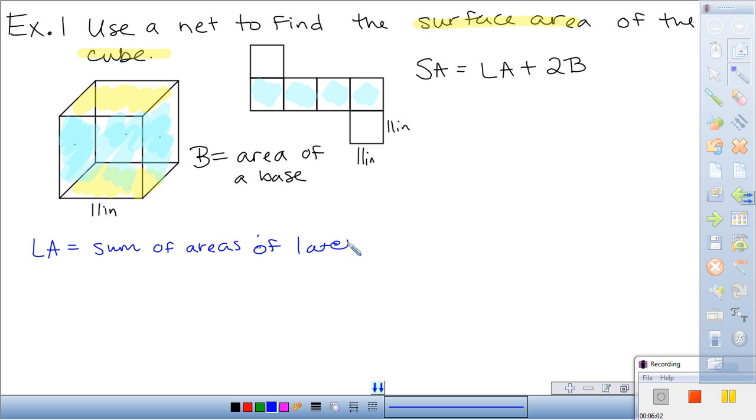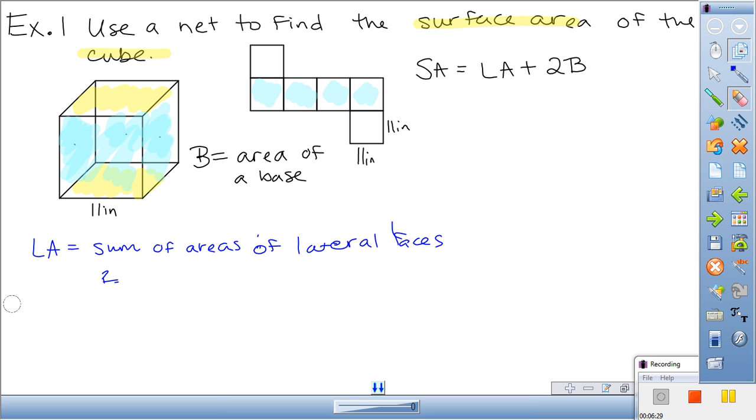And all of our faces are squares. So hopefully you remember that the area of a square is side squared. Okay, so I know my side is 11 inches.